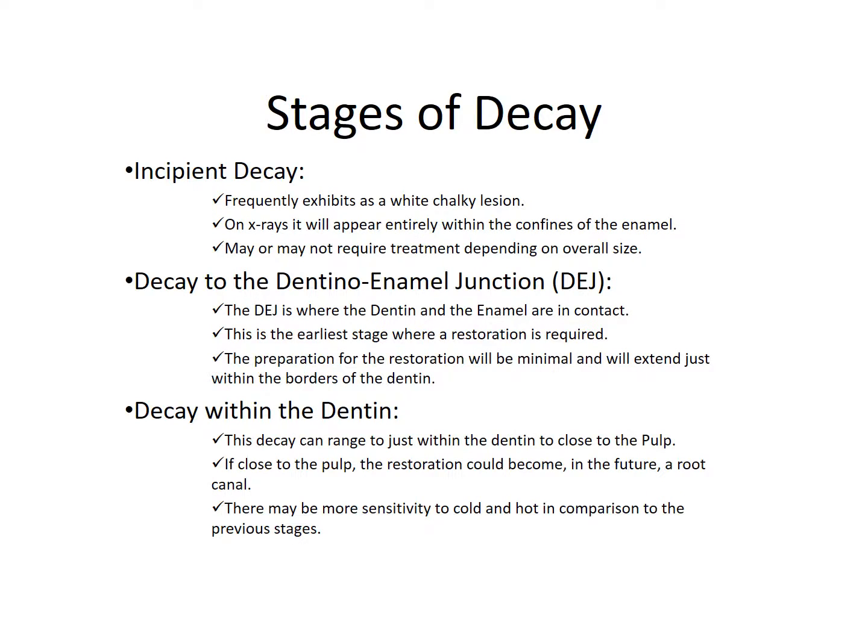Stages of decay. The first stage is incipient decay. It frequently exhibits as a white chalky lesion. On x-rays, it will appear entirely within the confines of the enamel. It may or may not require treatment depending on overall size.